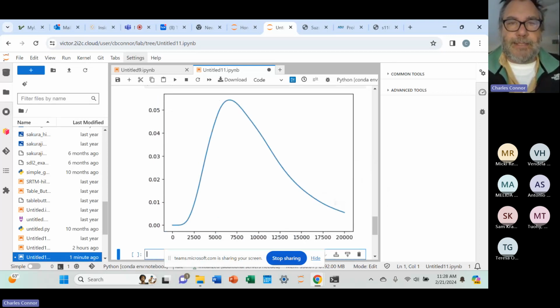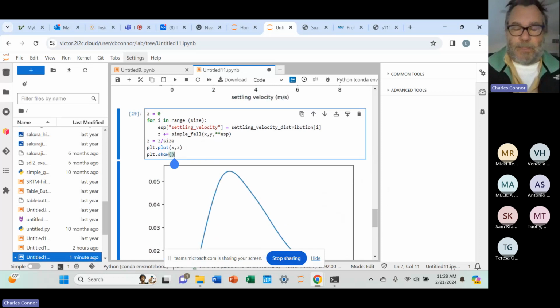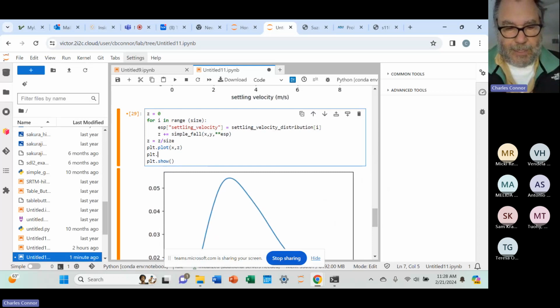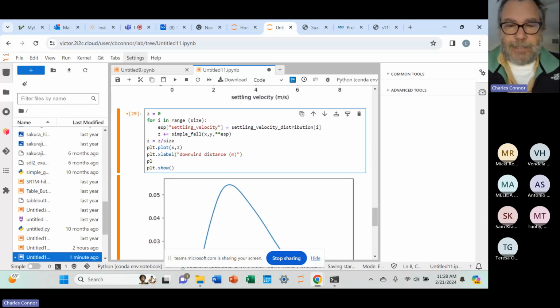Okay, so that's now my distribution. Let me clean that up by labeling this axis. plt.xlabel is going to be downwind distance, in meters. And my y label is going to be the mass loading per square meter, kilograms per square meter.